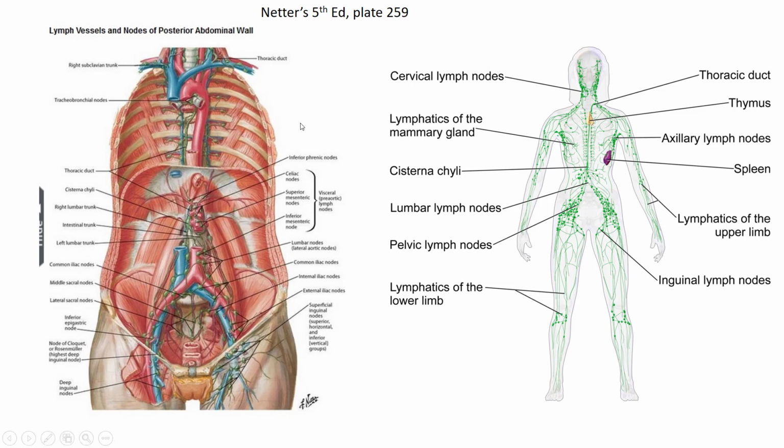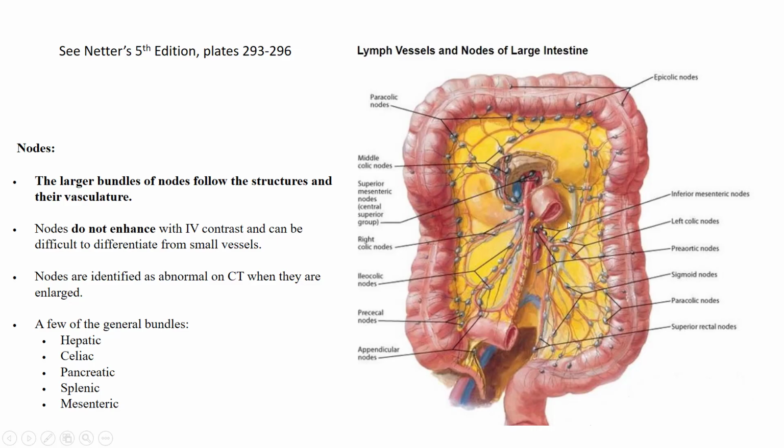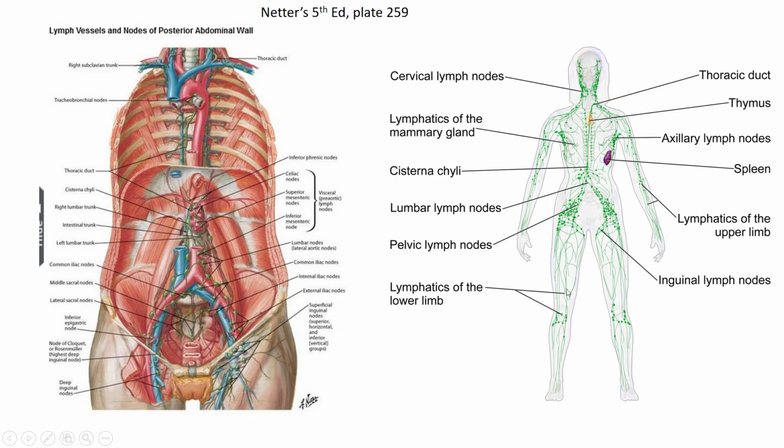So you can see here in this image from Netter's 5th edition, plate 259, how the nodes follow the vessels, and they are just about everywhere along the major vessels of the body as they go down. And if you take a look at this little image that I pulled up from Google Images, you can see where some of those major groups of lymph nodes are: under the armpits, along the neck and the head, down in the central area of the body, and then in the pelvis. They even extend down into the legs and into the arms. So the nodes will cover the entirety of our bodies.